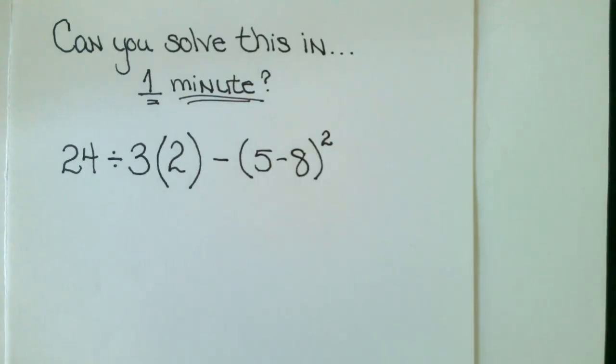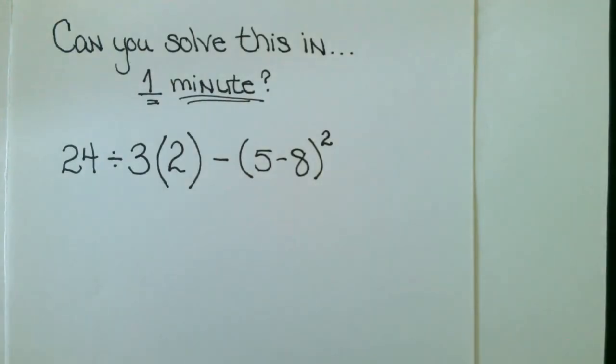Just want to know if you can basically simplify this. So 24 divided by 3 times 2 minus the difference of 5 and 8 squared. Okay. Any other answers? All right. So let's take a gander.